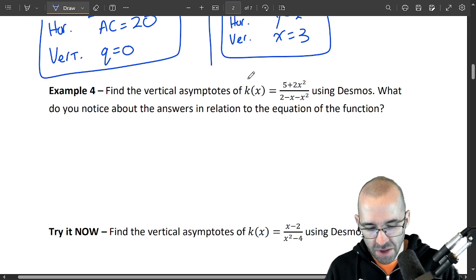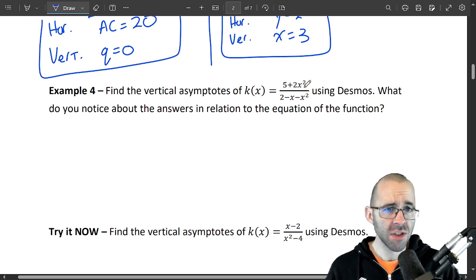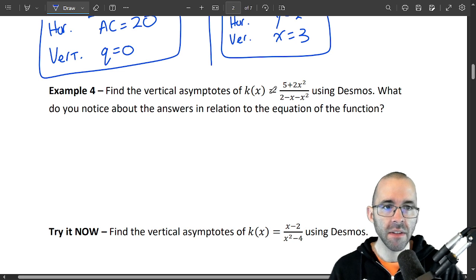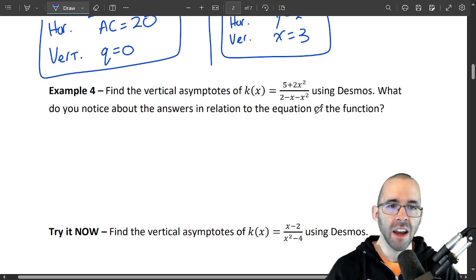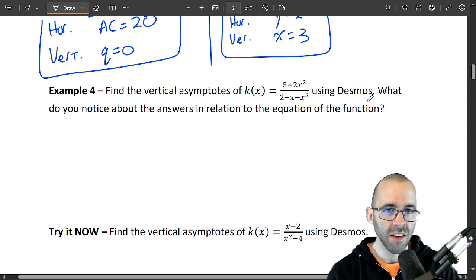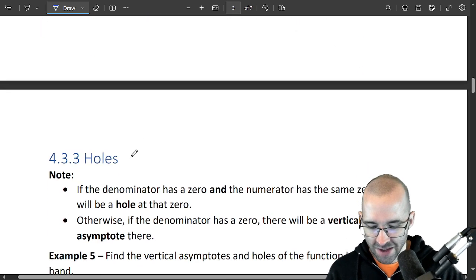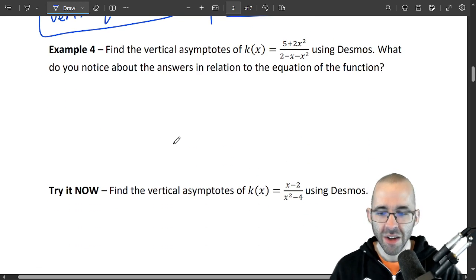Find the vertical asymptotes of this rational function. Okay, so different kind of rational function here. We have a quadratic on top and a quadratic on the bottom. They're both polynomials. It's fine. What do you notice about the answers in relation to the equation of the function? I already got into that a little bit. But let's see what we can notice.